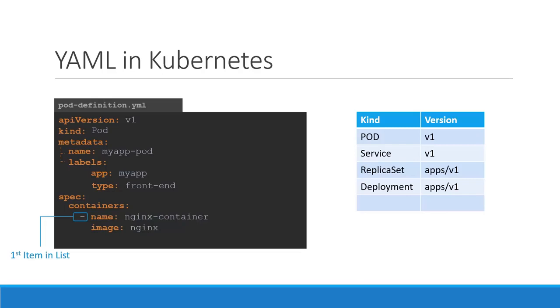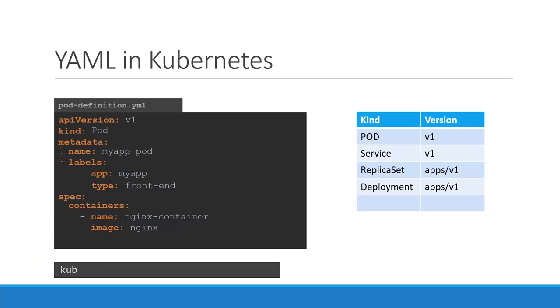The dash right before the name indicates that this is the first item in the list. The item in the list is a dictionary, so add a name and image property. The value for image is nginx, which is the name of the Docker image in the Docker repository. Once the file is created, run the command kubectl create -f followed by the file name, which is poddefinition.yaml, and Kubernetes creates the pod.